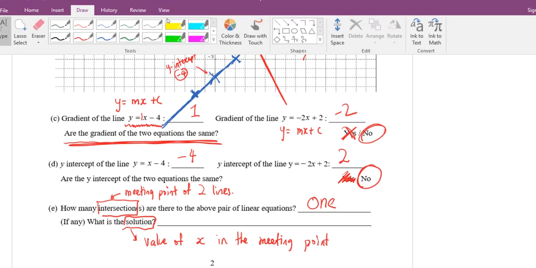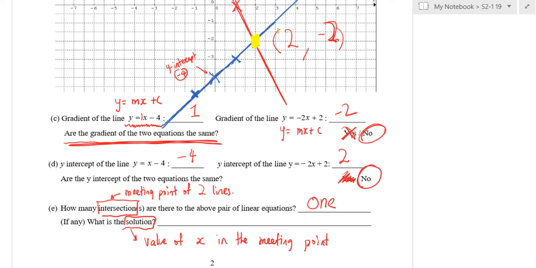Can I bring your attention to this point here? This point here is actually called the intersection. Is this okay? This point here is actually called the intersection. So what is the x value in the meeting point? 2. So can you write down x equals 2?